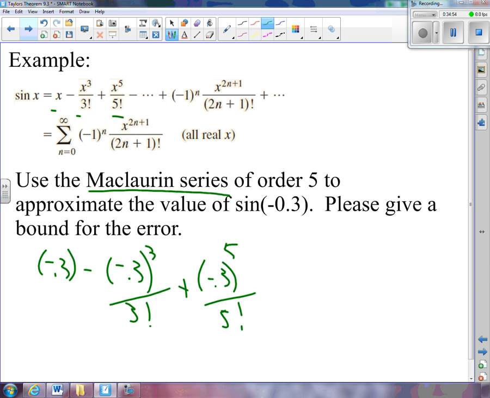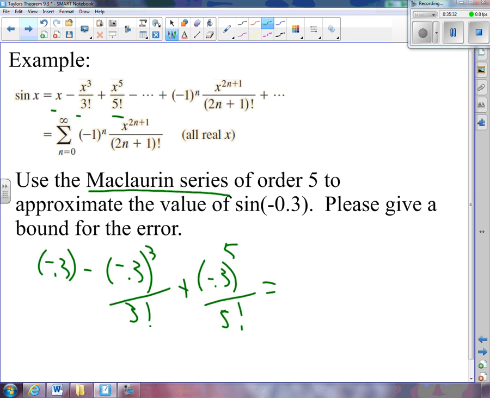Everybody want to do that? Okay. Now, whatever that answer is, it looks like Christine's doing it. Whatever answer we get for that, we're going to see how close that answer actually is by using the alternating series error approximation.